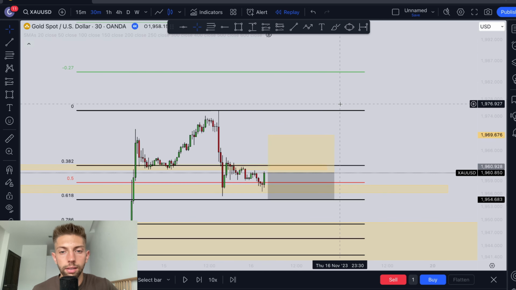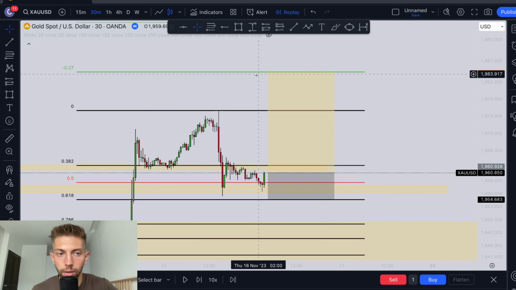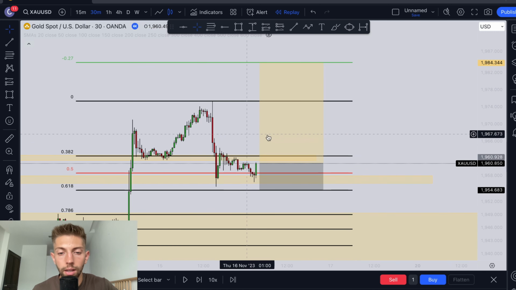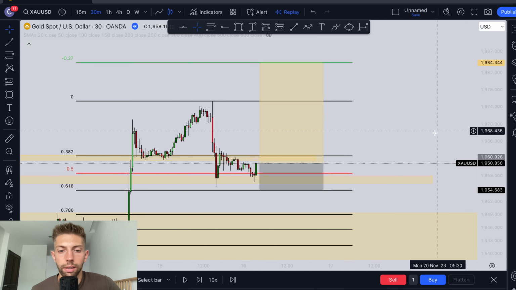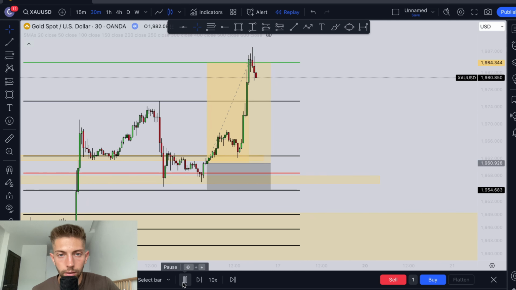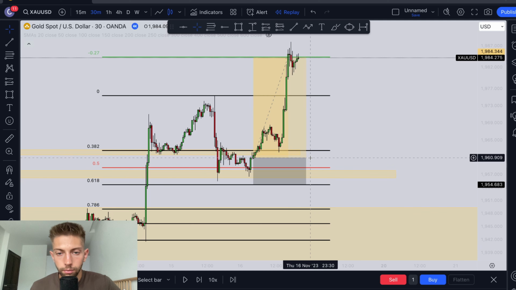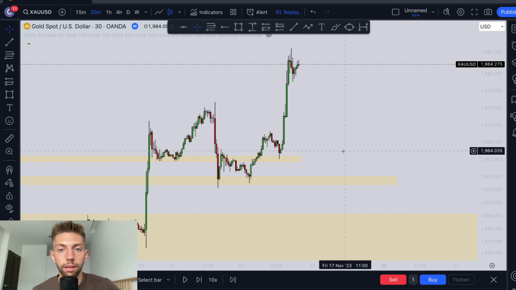In terms of targets, what I'm going to be targeting is negative 27 on my Fibonacci, which is the take profit of this bullish Fibonacci. Right now I got my entry, I got my stop loss, I got my target, so I just place the trade and I just wait. That's it. And price just went straight to my TP. So at this point, what I'm gonna do, rinse and repeat.